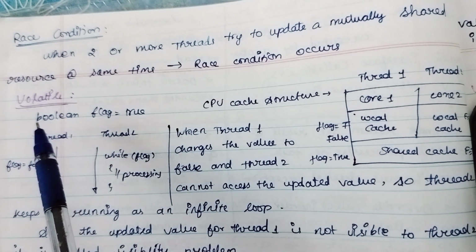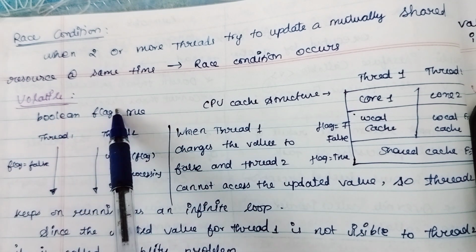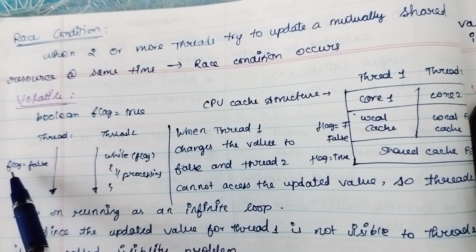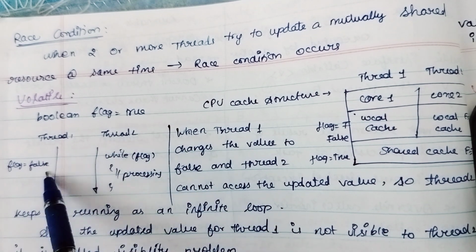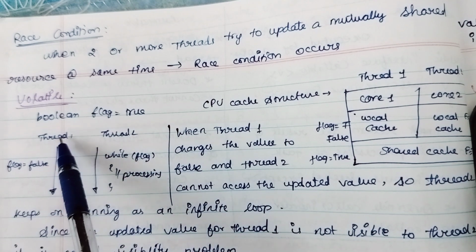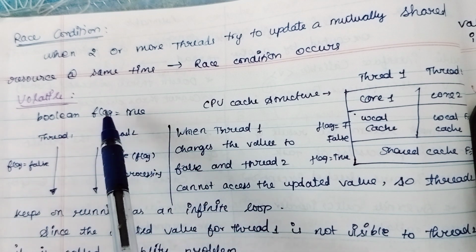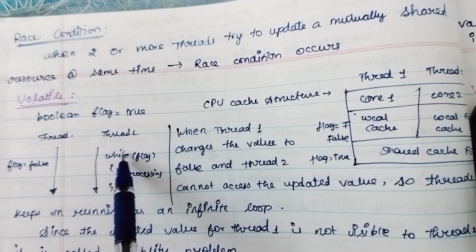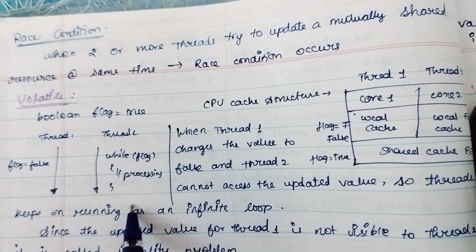What we will be doing is boolean flag is equal to true. Take for example, I am taking flag. Here we have two threads, T1 and T2. I have declared flag is equal to false in thread T1. So see, thread T1 has updated its flag value as false, but initially we have set it as true. So that's why the while loop within which the flag value is checked will be executed infinitely.